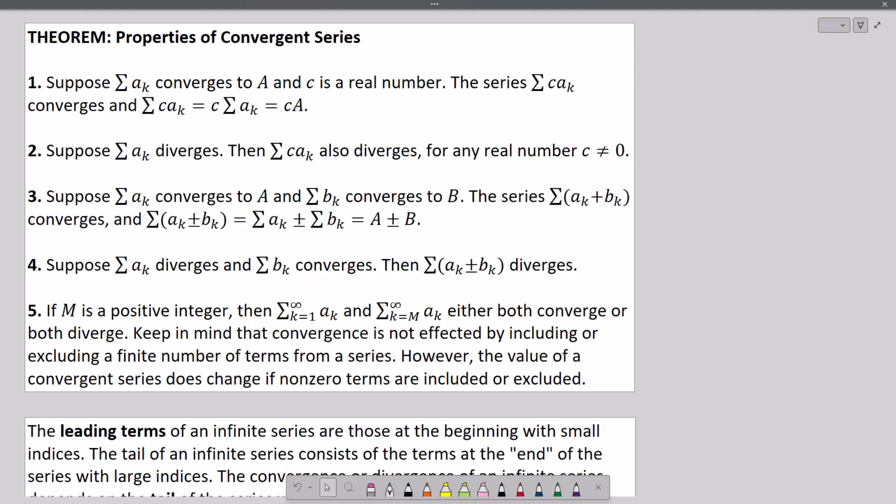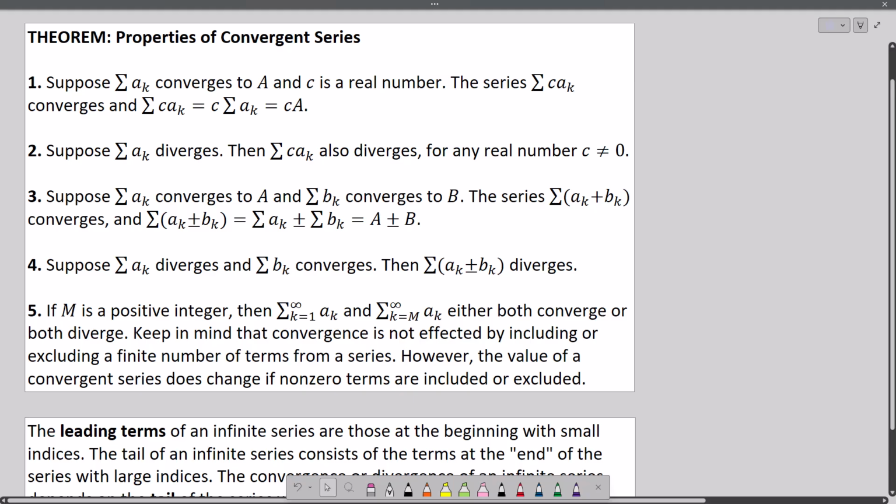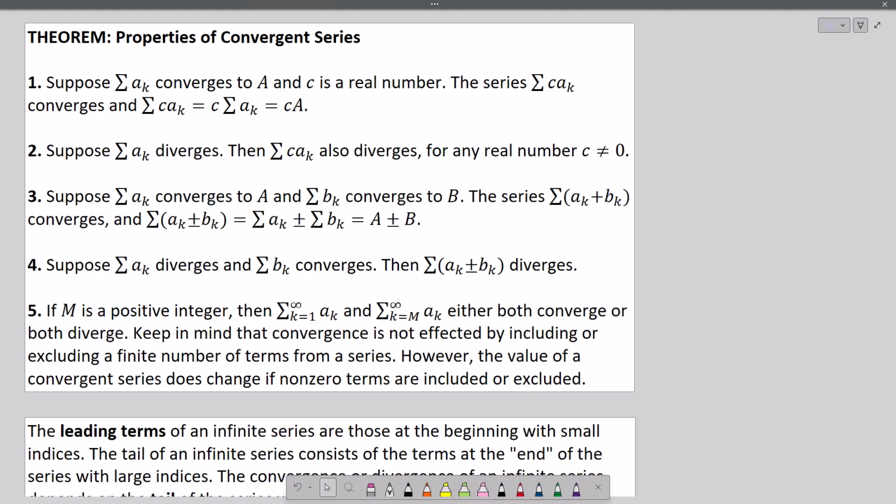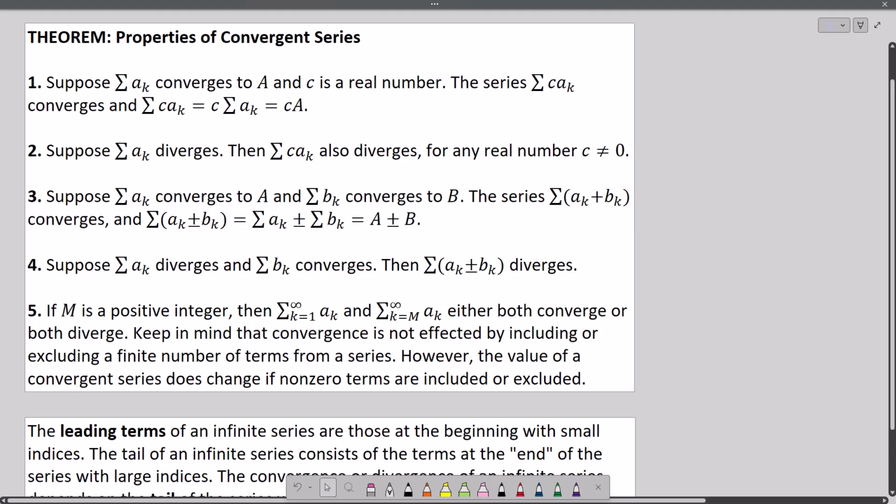The next one: if you have two series that converge, then the series of the sum is going to converge to a plus b, and the series of the difference is going to converge to a minus b. So you're just going to do your regular addition or subtraction as necessary. You can't take two convergent series and somehow turn them into a divergent series. Two convergings is going to converge, whether you add or subtract.